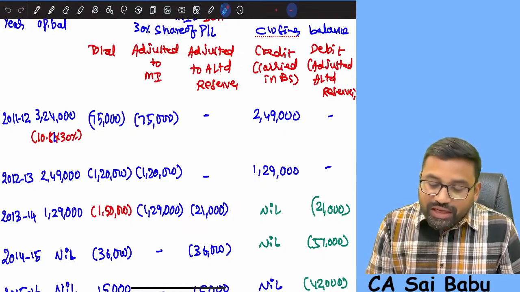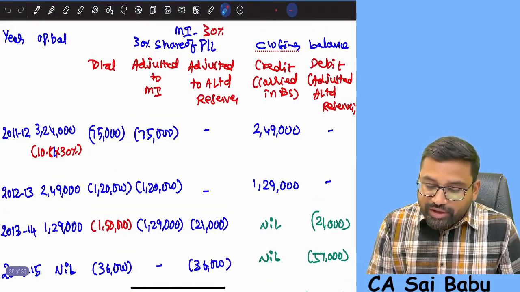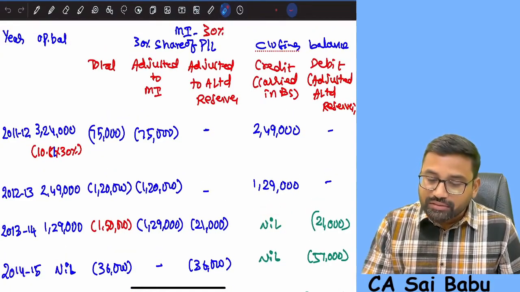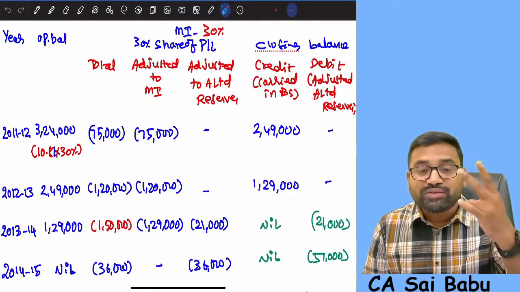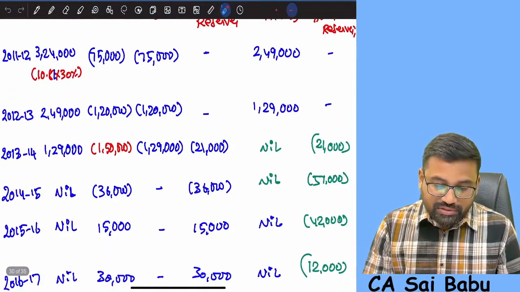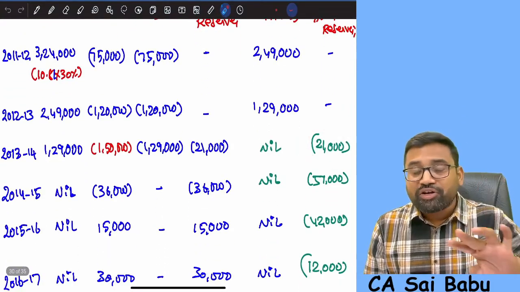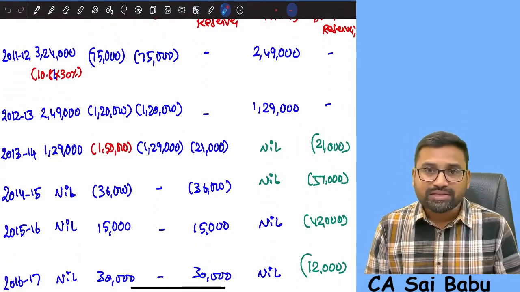So therefore, in the consolidated balance sheet at the end, the minority interest will become nil, and the adjusted reserves of the parent company will become 21,000. That means 21,000 will be adjusted to the parent company reserves. That means minority interest can never be shown as a debit balance.